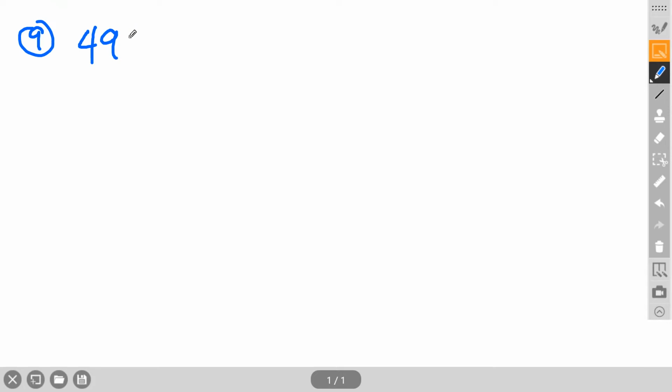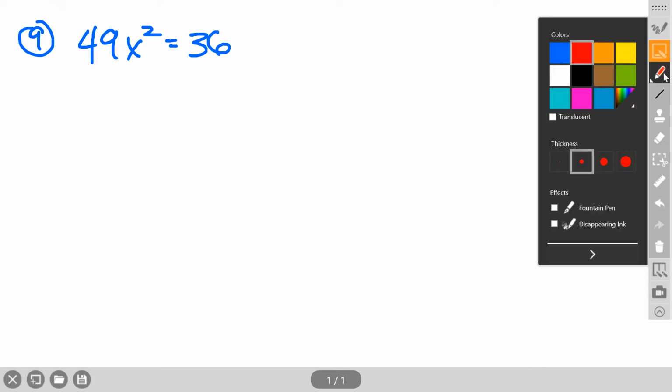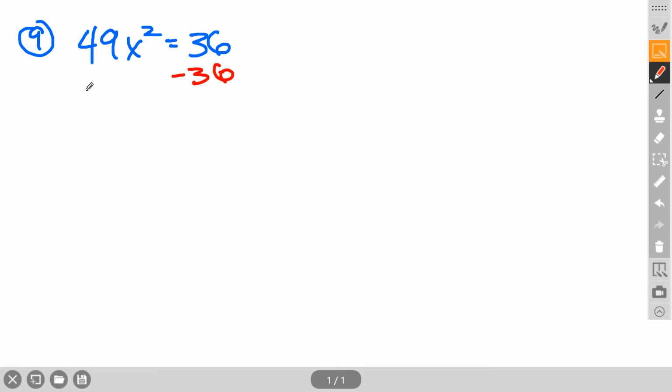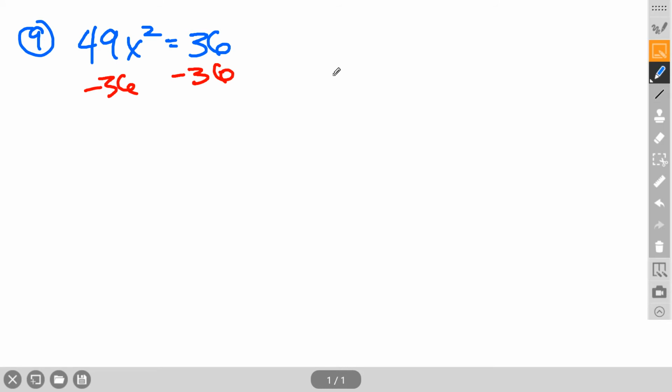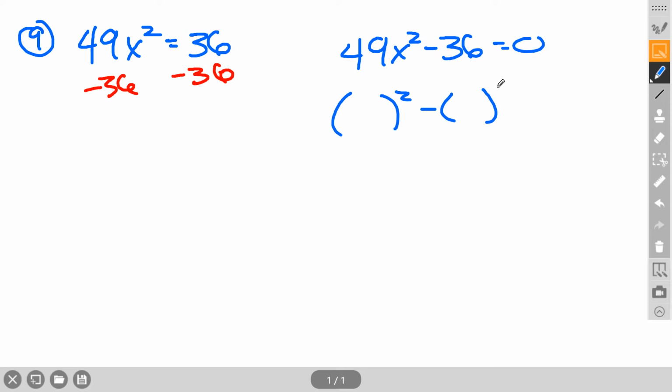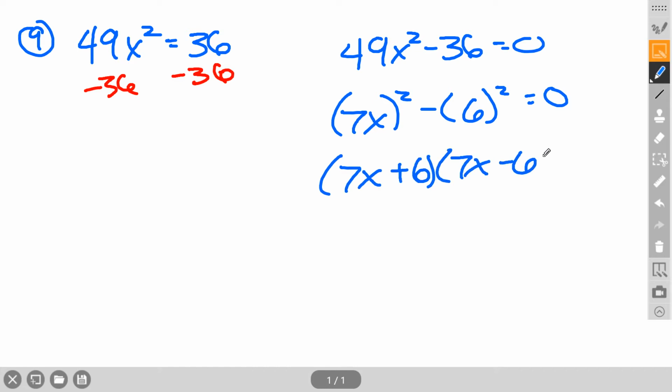Number 9, 49x squared is equal to 36. First of all, it needs to be equal to 0, so let's get the 36 over here. So I got 49x squared minus 36 equals 0. This is a difference of two squares. This is 7x squared and 6 squared, which means that this factors into 7x plus 6, 7x minus 6.